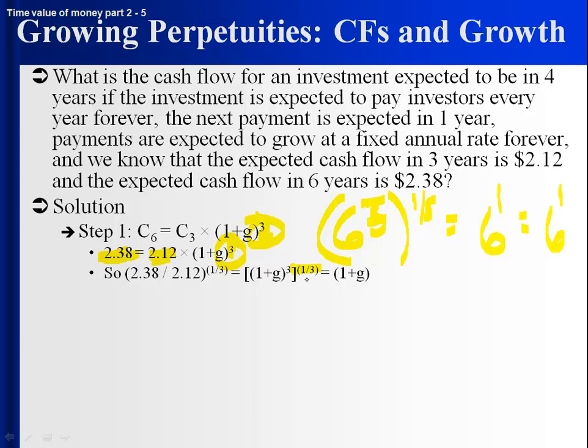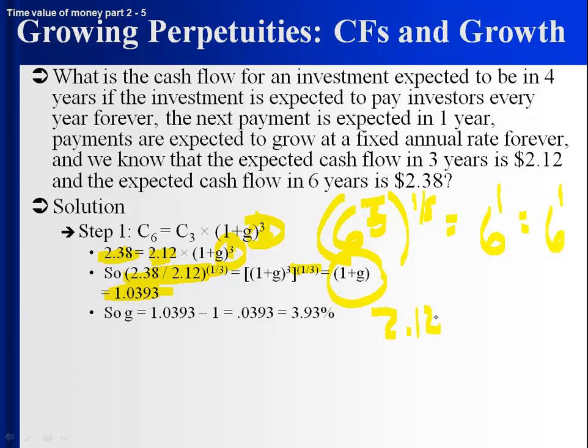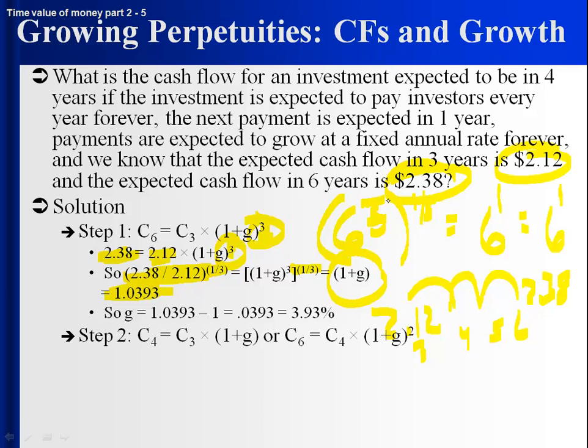So what do we do down there? 1 plus g is equal to 238 divided by 212, to the 1/3 power. Put that in your calculator, and you'll see that it's 3.93. That 212 grows by 3.93% until 4 years from now, to 5 years from now, and to 6 years from now. So we know that 212 times 1.0393 to the third gets us to 238.